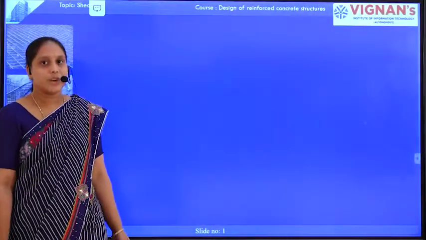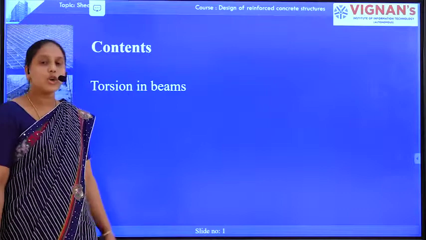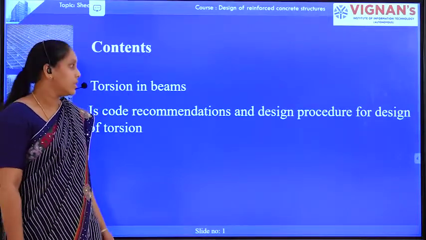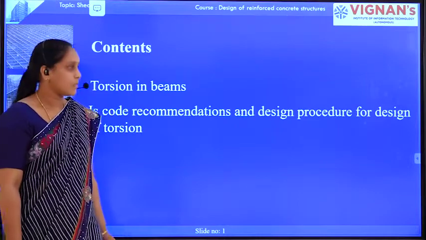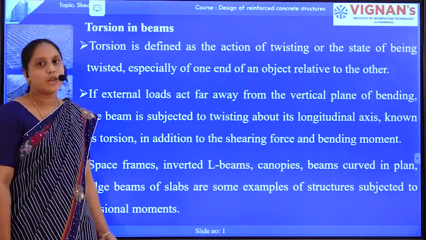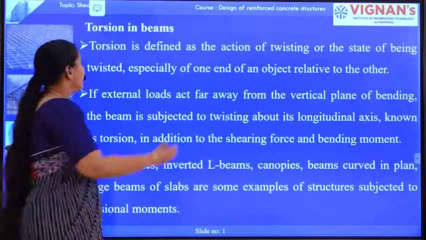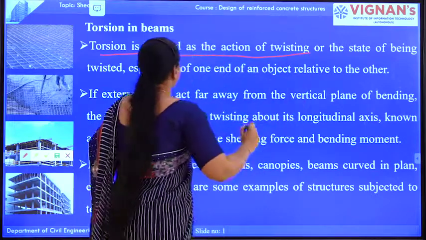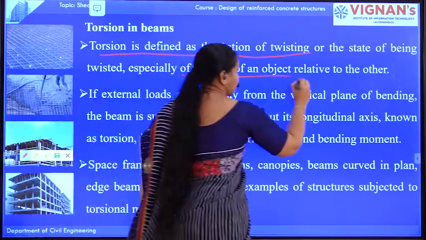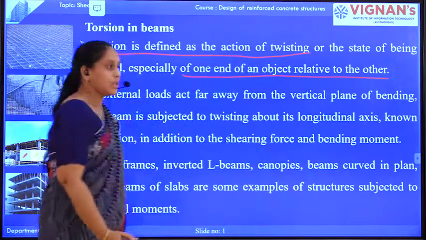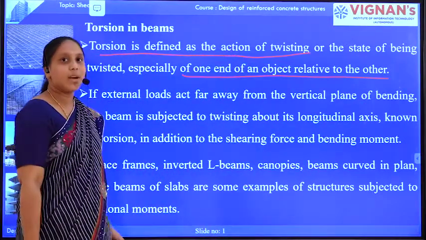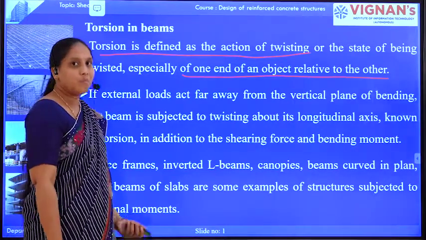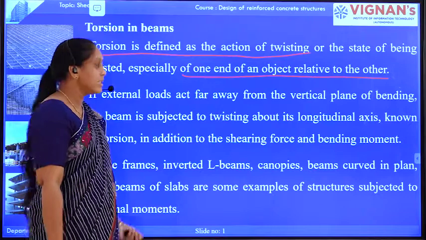So in today's lecture, we are going to discuss torsion in beams, the IS code recommendations, and the design procedure for design of torsion. So first, let's see what is meant by torsion. Torsion is defined as the action of twisting of one end of an object relative to the other. So what is torsion? It is nothing but the twisting of one end of a member relative to the other end. That twisting is called torsion.